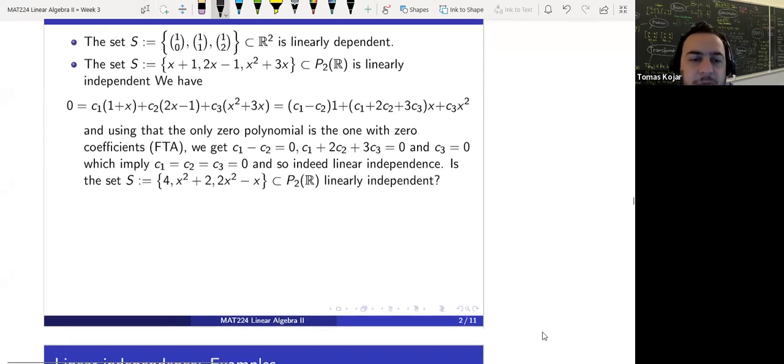Yeah, you can check for yourself whether this set is linearly independent or not. It takes some work, but we won't do it now, but you can do it on your own for practice.